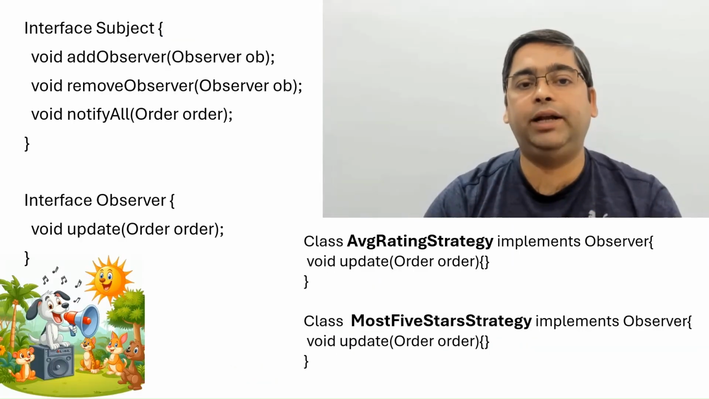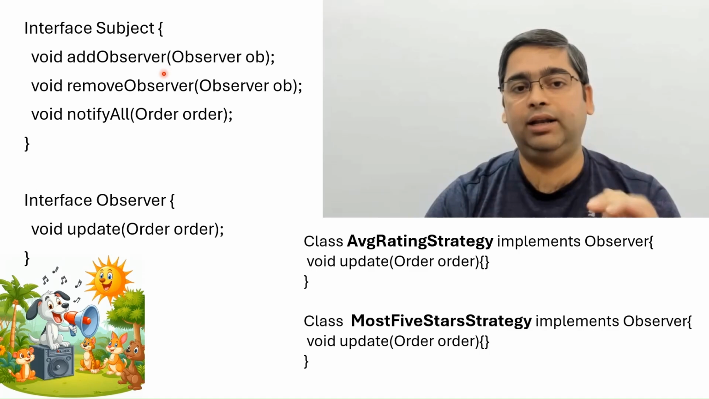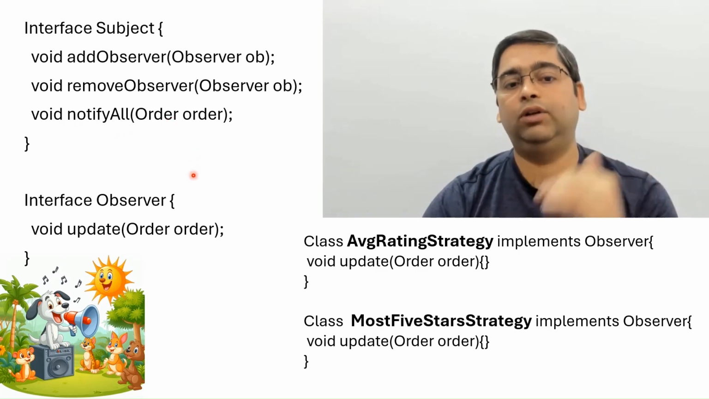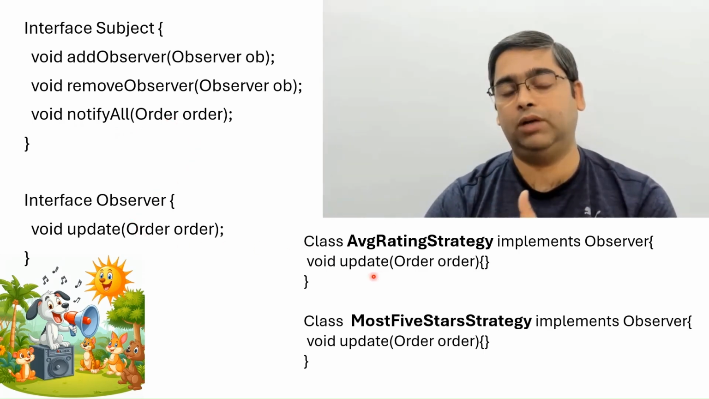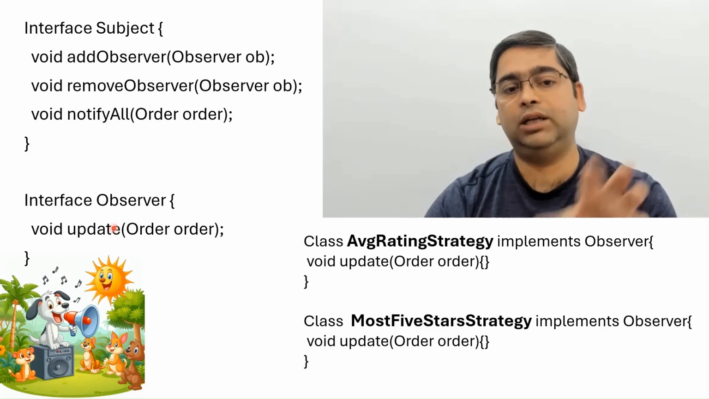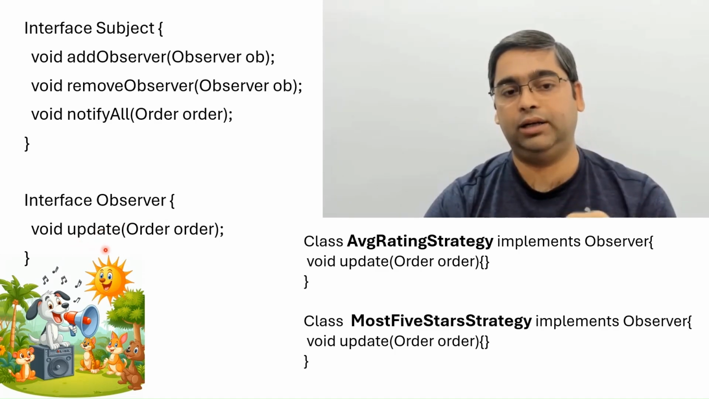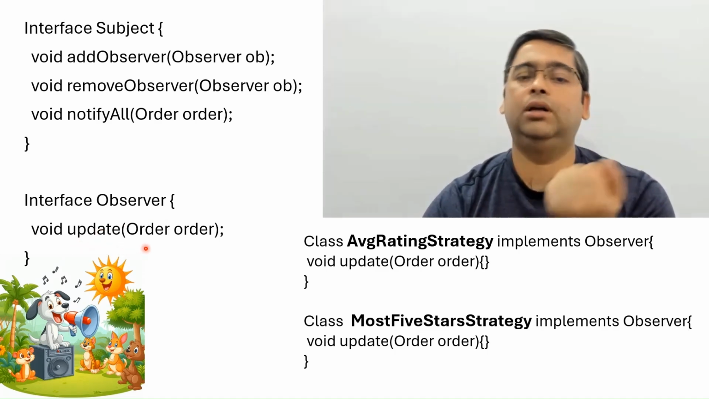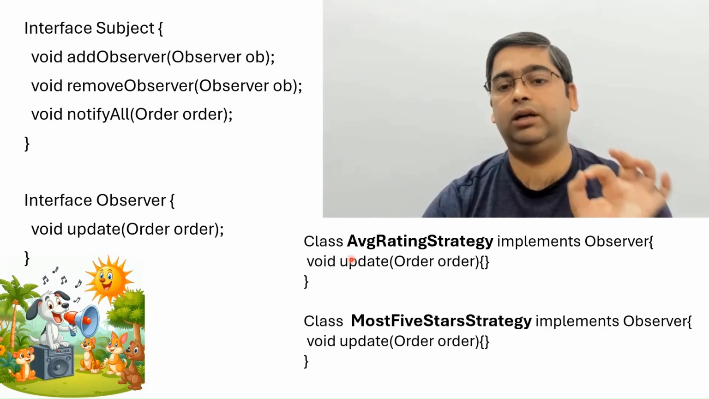Coming to the implementation of observer design pattern, the idea is that there will be a subject and a list of observers, and the subject will maintain a list of observers, and whenever a data change happens, it will call its method notify all, and it will call the update method on all observers. Every observer class will have an update method in it. It will implement this interface. Each class will have this update method.